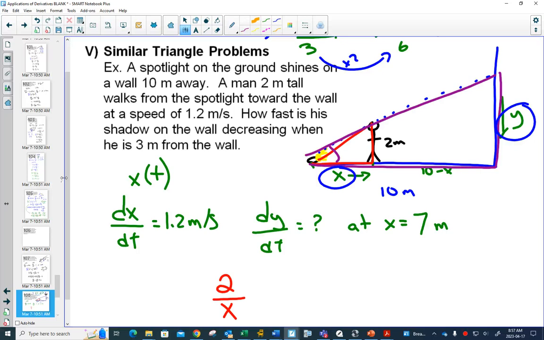And on the big purple triangle, now my height is y, and my whole length is 10. And so the ratio of 2 over x is going to equal y over 10.